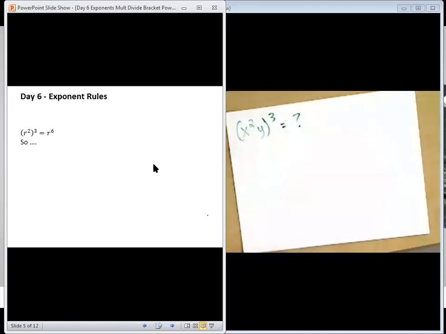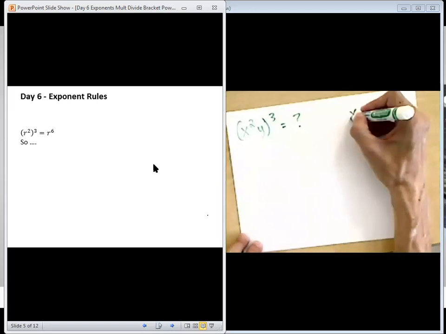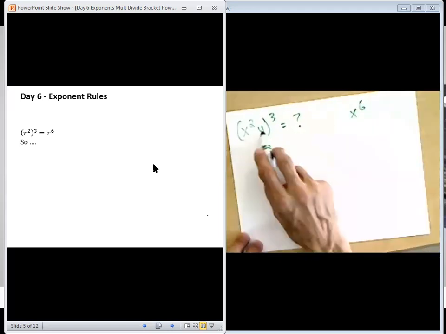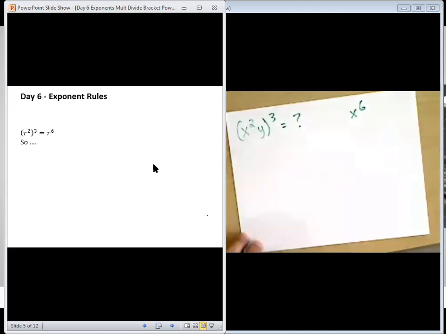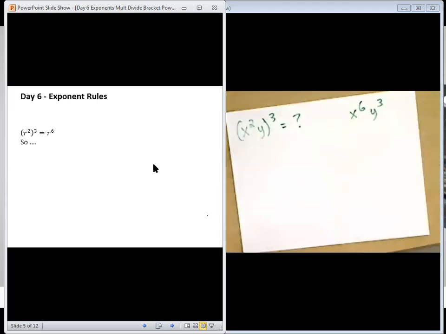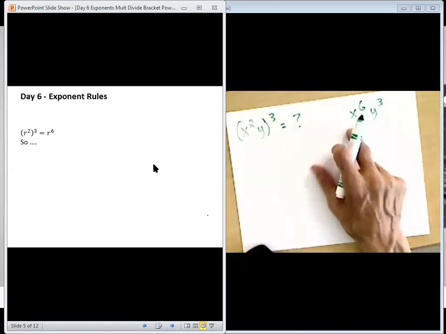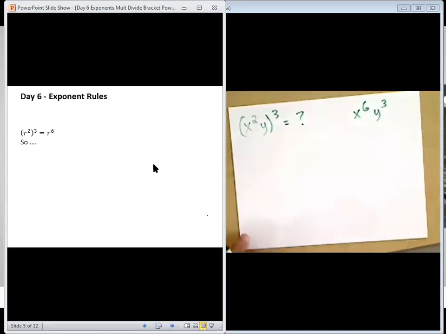What does it equal? x to the 6 for sure, because of what we just said. Now, with this single y, there's an invisible 1. I'm hearing y to the power of 3, y cubed. Zoom, what do you got? x to the 6. You agree? Nice, perfect. Two agreements from Zoom, for sure.